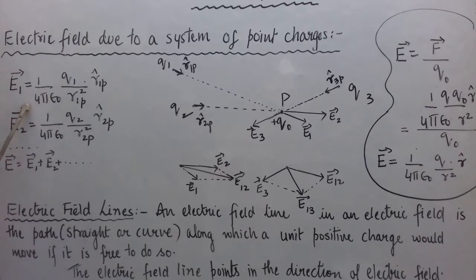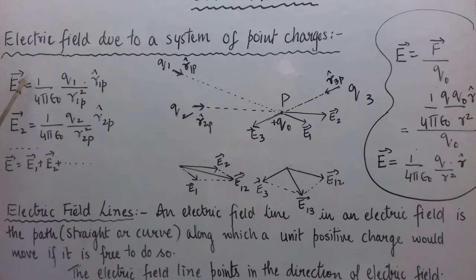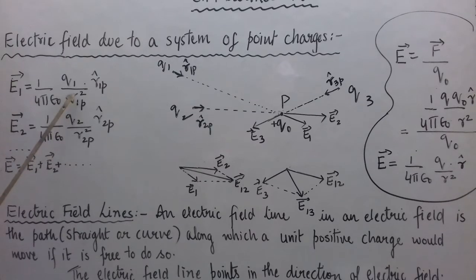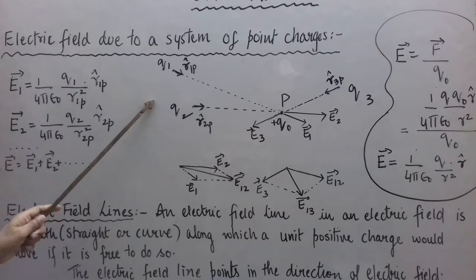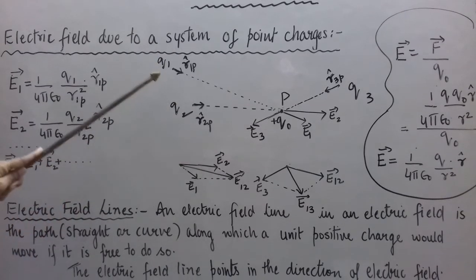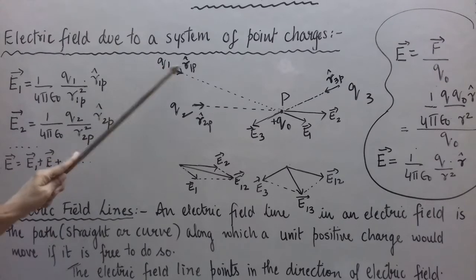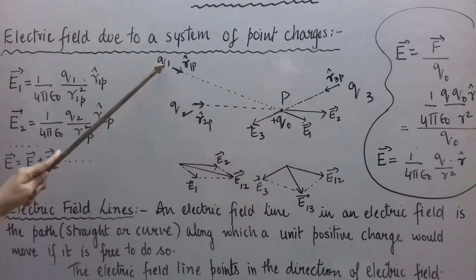So we will get these expressions. E1 bar is 1 upon 4 pi epsilon naught Q1 upon R1P square into R1P cap. Here I have considered that all the charges are positive, and so positive will repel positive charge. It means the force between these two should be that of repulsion.